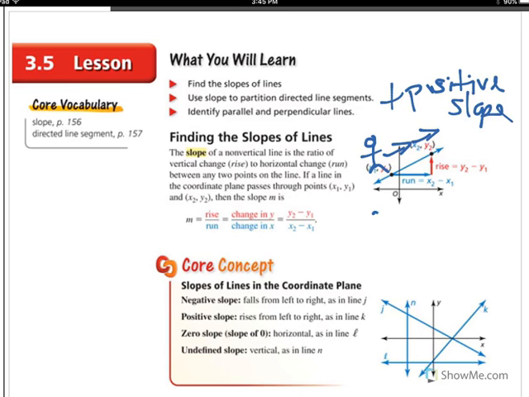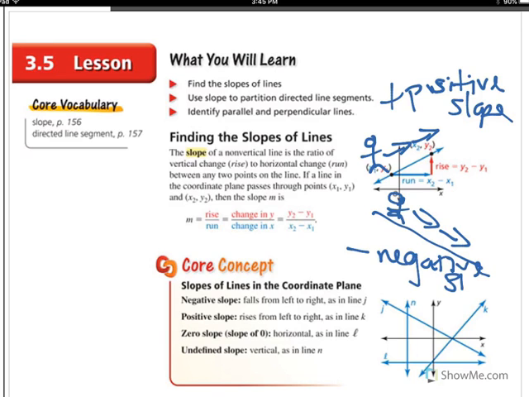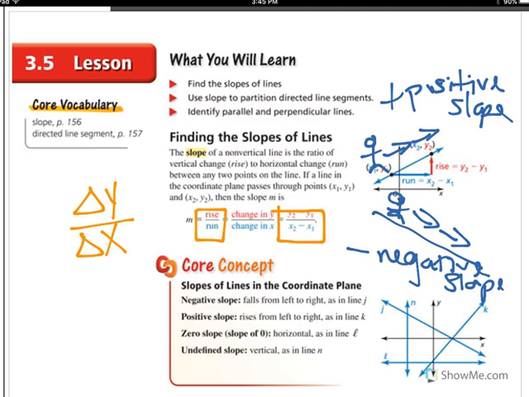And if it looks like he's walking down a hill, you always look at it from left to right. If he looks like he's walking down a hill, it's a negative slope. Okay, and the way you find slope is by looking at the rise over the run. So that's the change in y over the change in x. Okay, and our regular formula is y2 minus y1 over x2 minus x1.